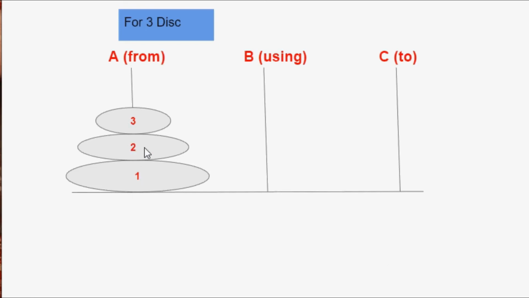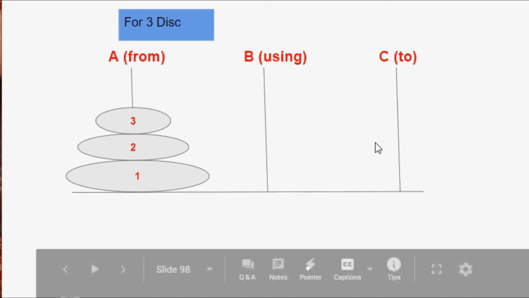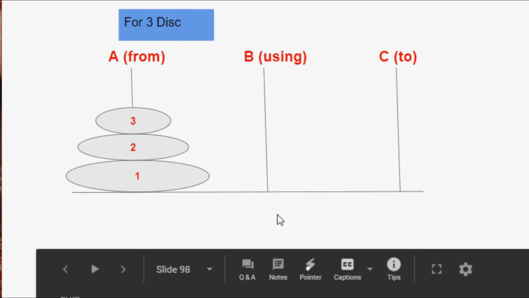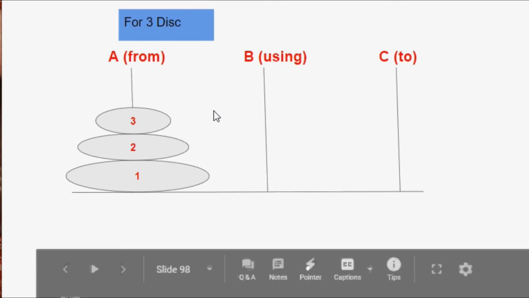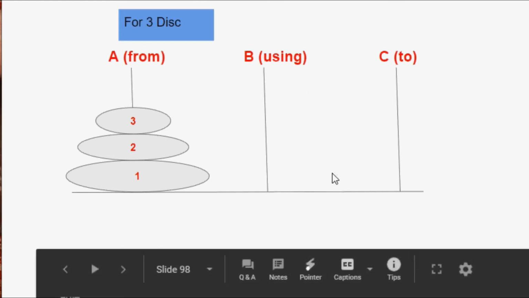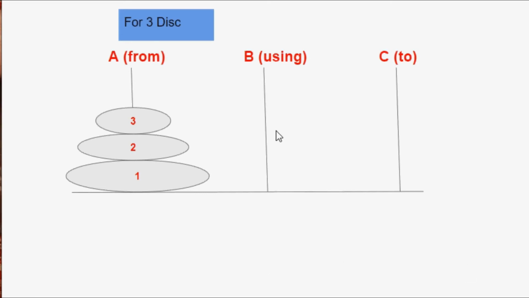Now my task is to move all the disks from tar A to tar C. First of all, as the rule says, I can take out only one disk at a time. So I am supposed to take this disk number 3 from A. Then I'll take out this disk number 2 from A.